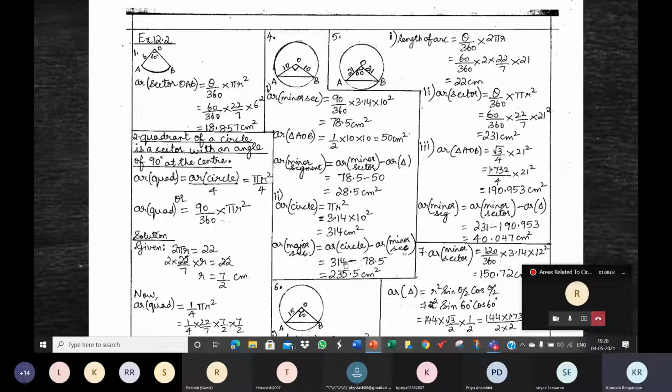See, you can see a different way here. The area of the major sector. Since you found the area of the minor sector, the area of the full circle minus the area of the minor sector will be the area of the major sector. That's what you see here. From the area of the circle, if you take away the area of the minor sector, you get the area of the major sector.